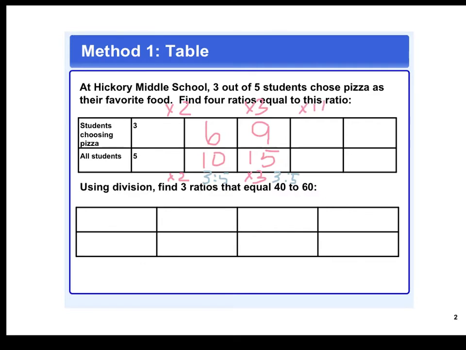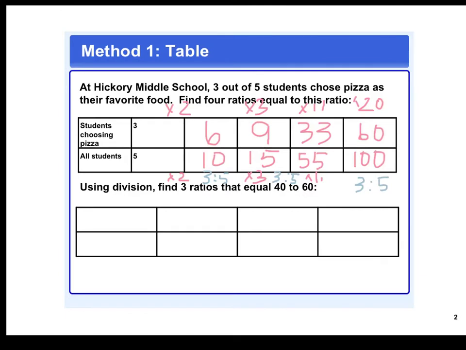I like to multiply numbers by 11. 11 times 3 is going to be 33. And then 5 times 11 is going to be 55. So 33 to 55 would also be an equivalent ratio. And let's say I do 20 for the last one. 3 times 20 would be 60. And 5 times 20 would be 100. Again, if I write that in lowest terms, I'm still going to get 3 to 5 as my ratio.